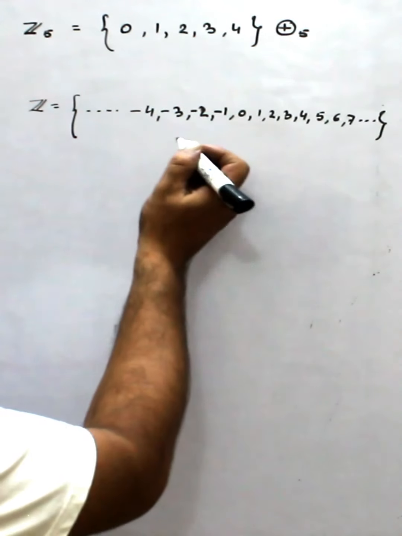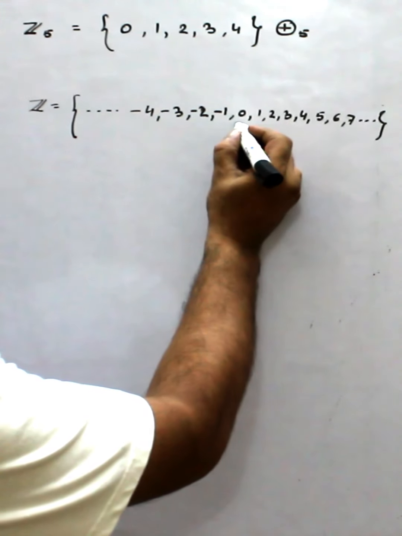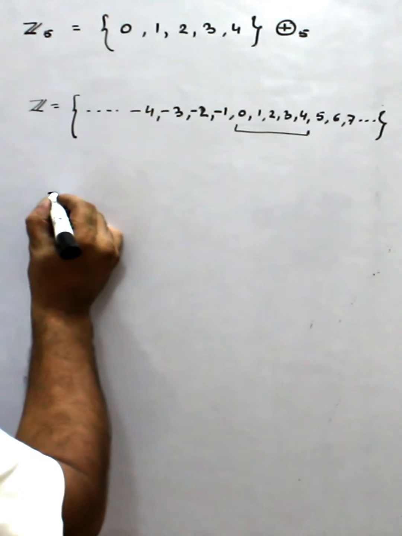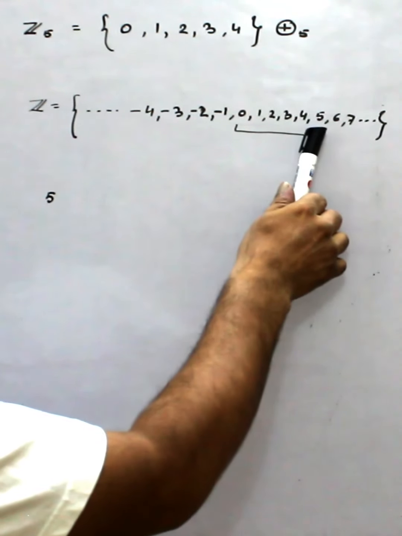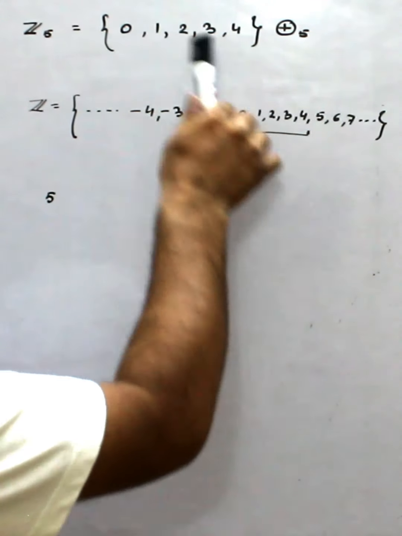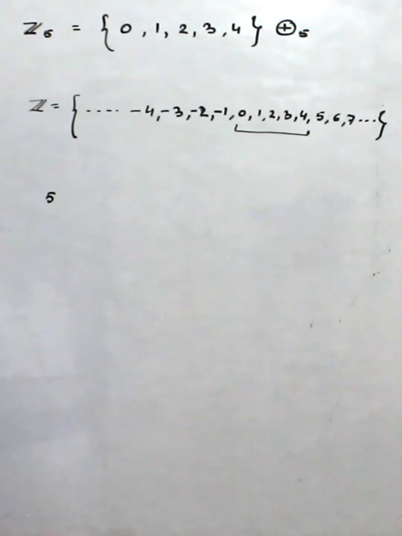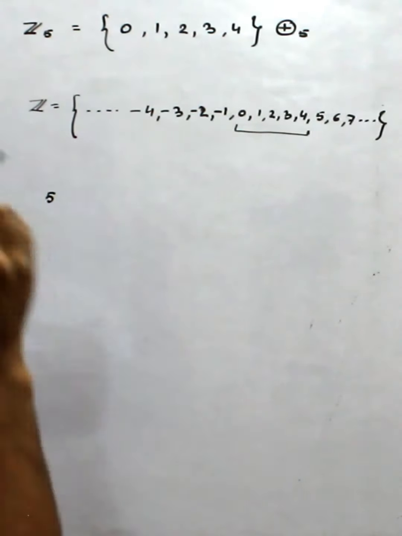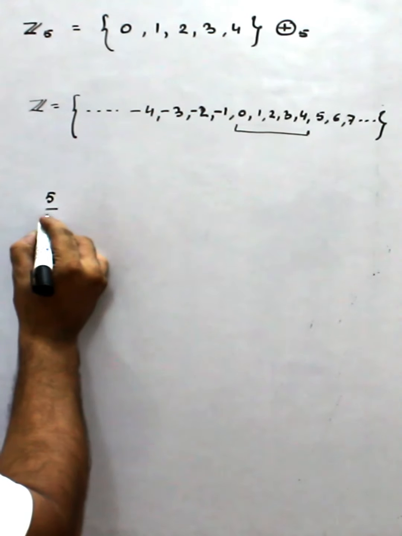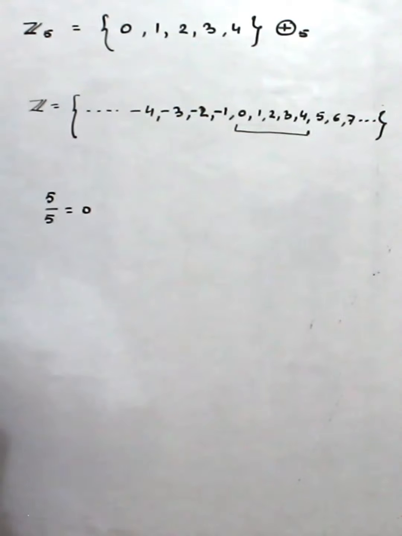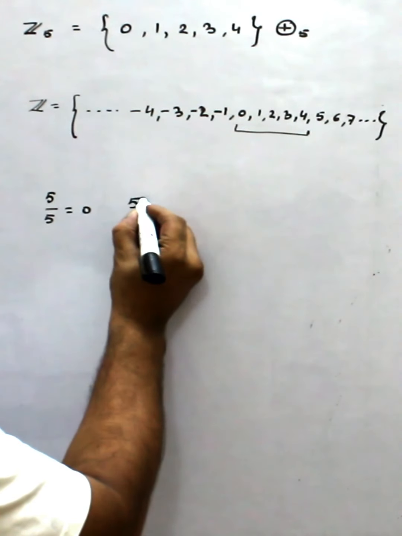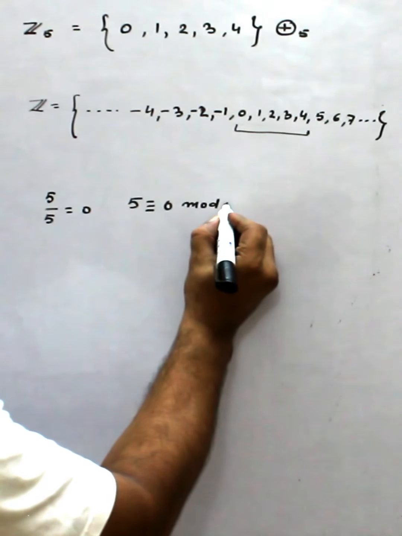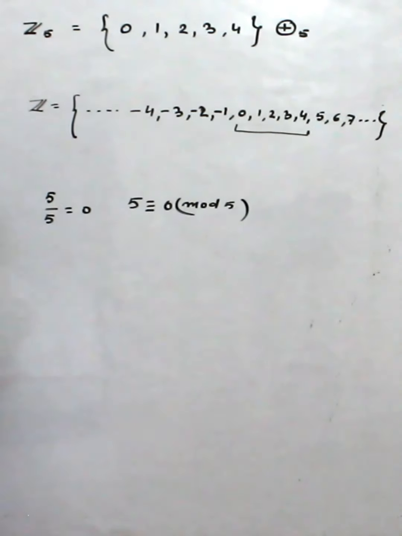So now obviously elements 0 to 4 are there. Now what about 5? 5 in Z can be brought here, and with what element will 5 be equal? See, if I simply divide 5 by 5, then I get remainder 0, and I can say 5 is congruent to 0 under modulo 5.